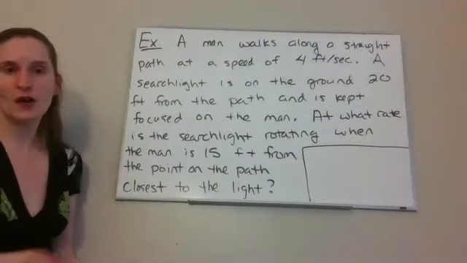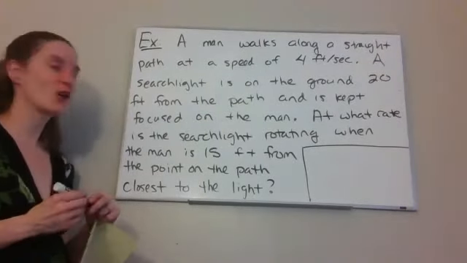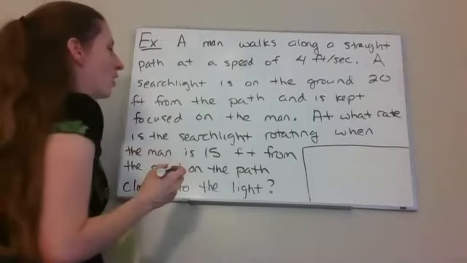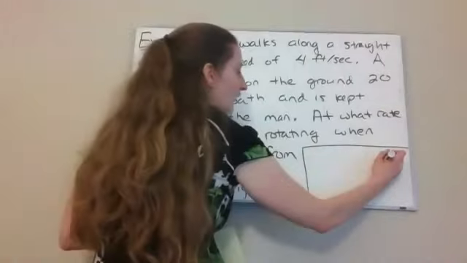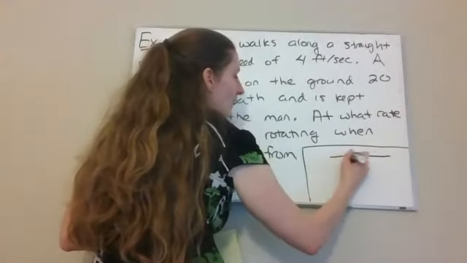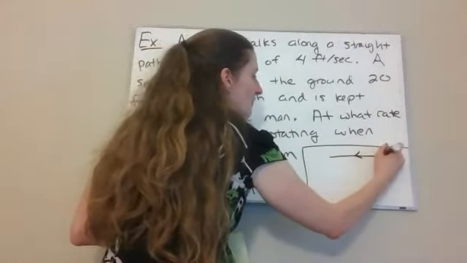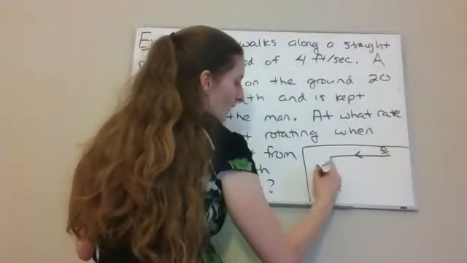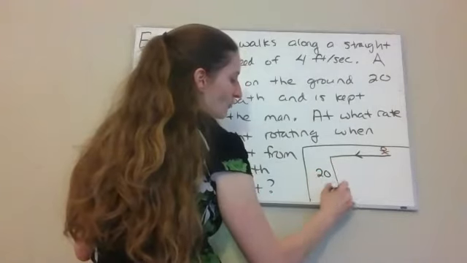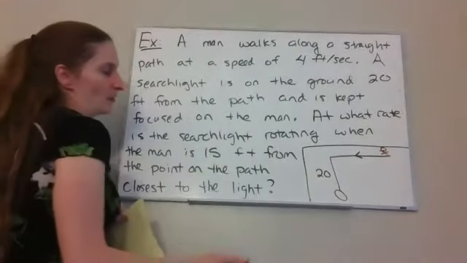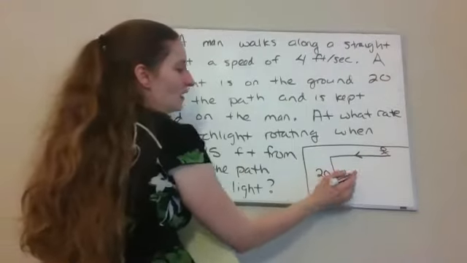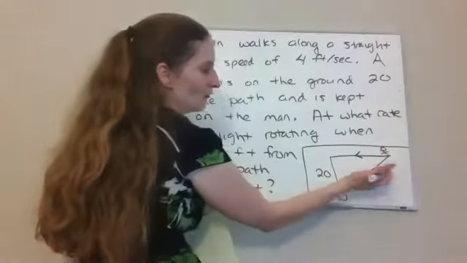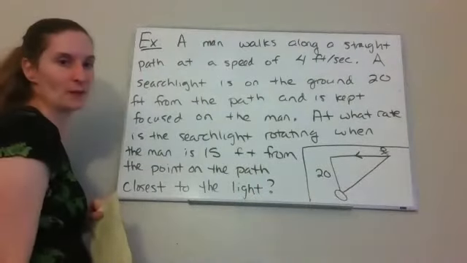All right, so I'm going to draw a picture representing this over in that corner there, and then we'll set it all up. So we have a man walking along a straight path. We're going to say he's going this direction. Then 20 feet away from the path, we have a searchlight. There's my searchlight, and it's going to be focused at the man, and it rotates as the man gets closer.